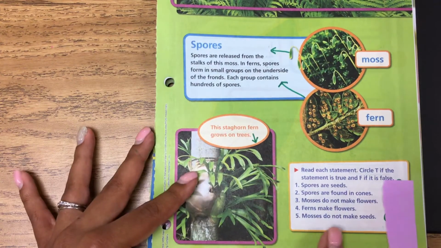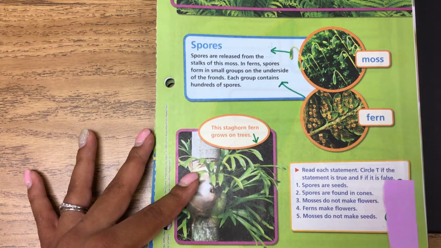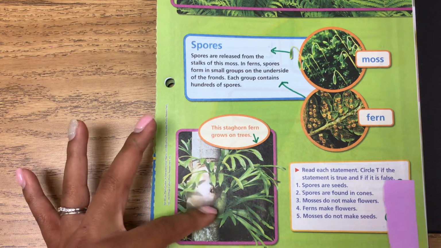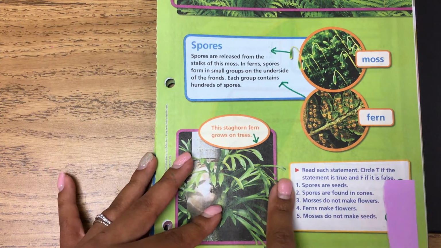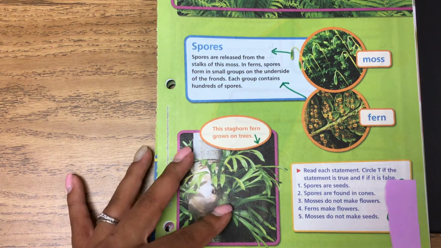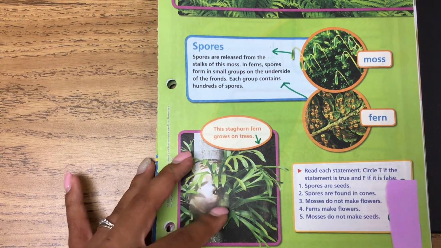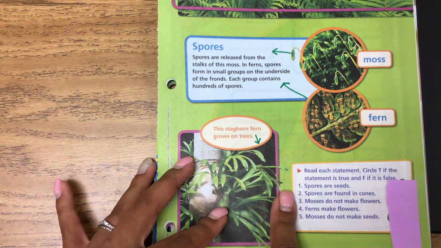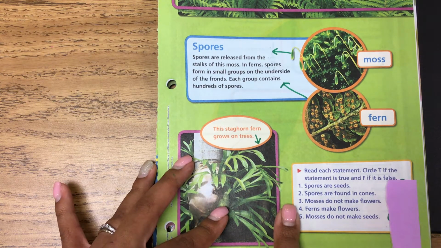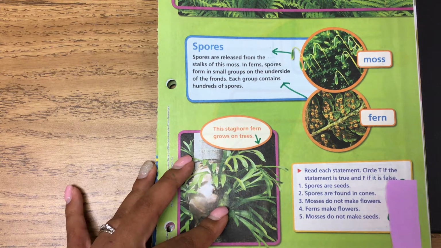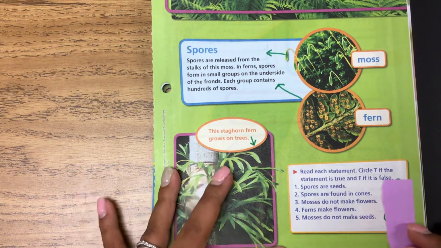All right, and take a look down here. It says read each statement. Circle T if the statement is true, and F if it is false. We have spores are seeds. Go ahead and try it out if it's true or false on your paper. Spores are found in cones. Circle true or false. Mosses do not make flowers. Ferns make flowers. And mosses do not make seeds. Circle true or false. And let's check to see how you did.